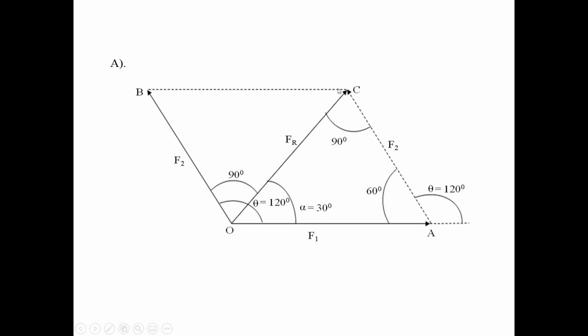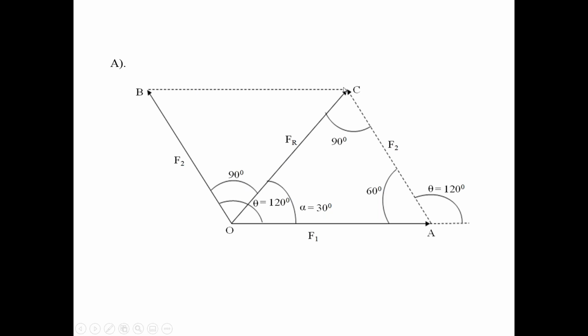Complete the parallelogram OABC. So this is the parallelogram law of forces OABC for this numerical problem. OA is one side of the parallelogram, the F1 force. OB is the adjacent side of the parallelogram, the F2 force. OC is the resultant force FR. The resultant force is making an angle of 90 degrees with the force F2.